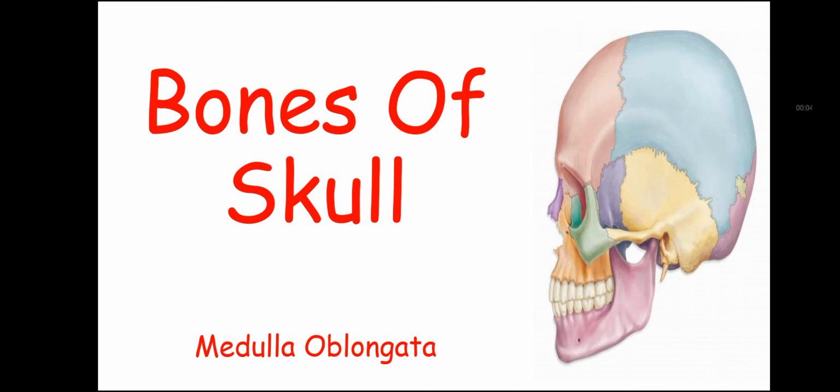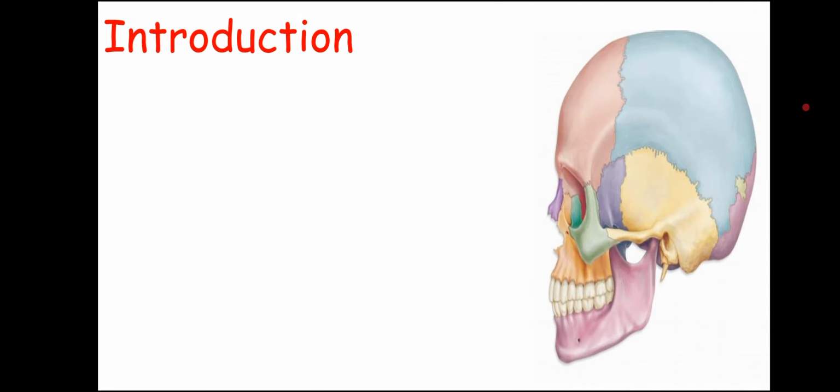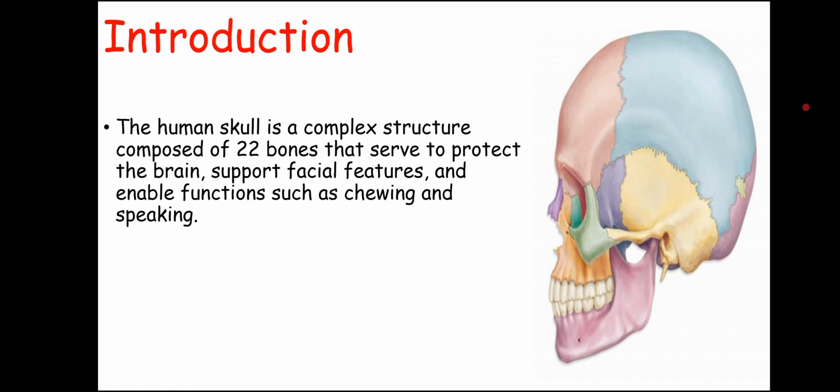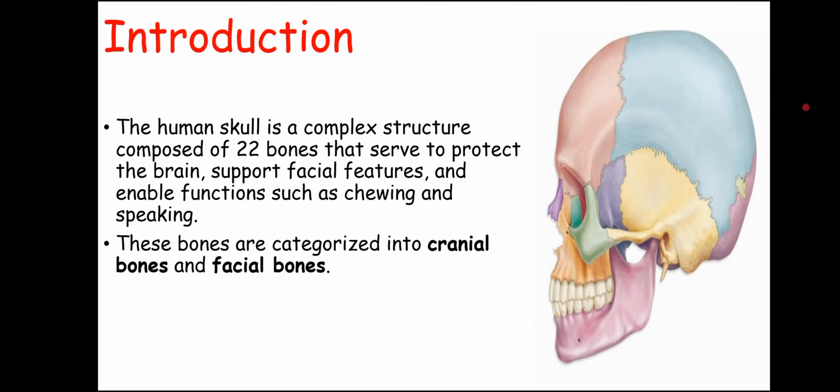Today we are going to talk about bones of skull. We'll start our topic with introduction, and here on the side you can see the diagram of skull with different colors representing different bones. The human skull is a complex structure that is composed of 22 bones that serves to protect the brain, support facial structures, and enable functions such as chewing and speaking.